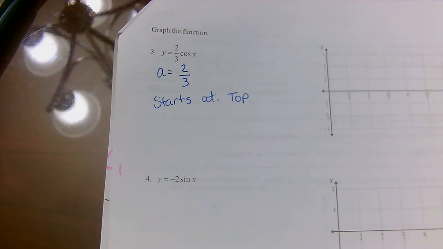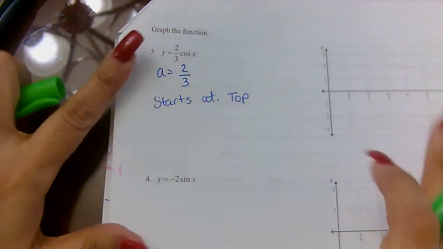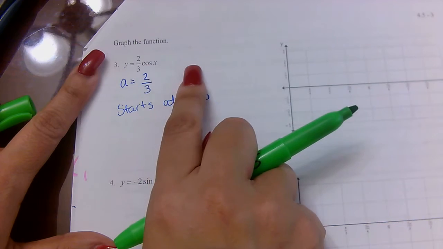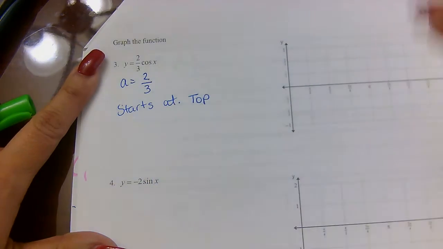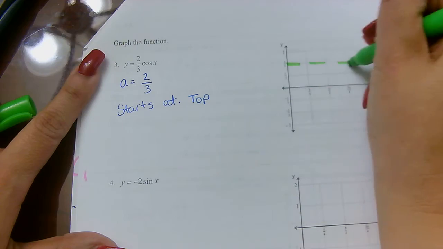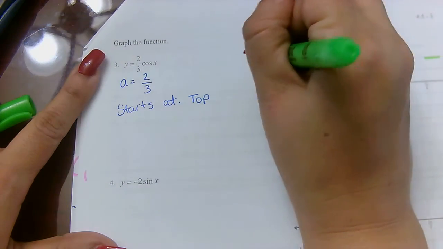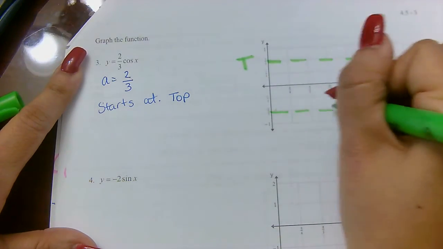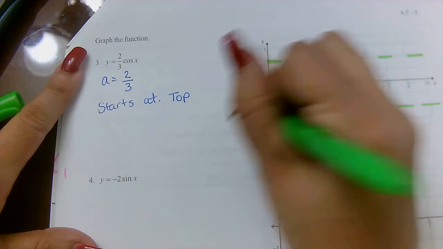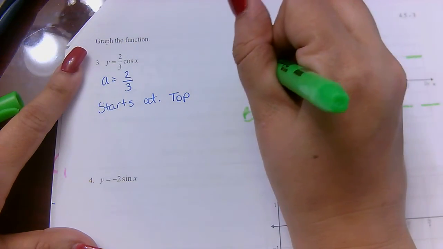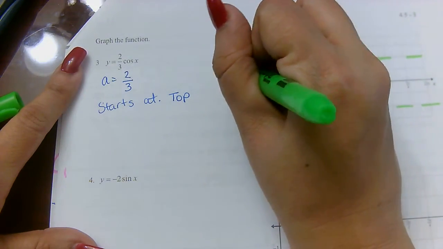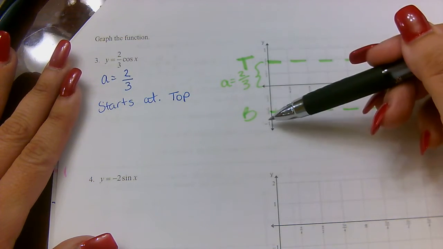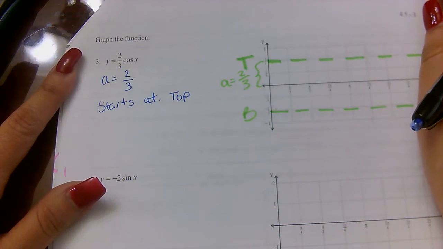So the first thing I want to do, and I will use my highlighters here, is label the top and the bottom. Notice that there's no other numbers here, so that means it's going to start at the origin. So I'm going to go up here and draw my line and say that this is my top. The bottom is going to be negative 2/3. So A is just referring to the distance from the center to the top and from the center to the bottom. Now I can go ahead and plot my points.